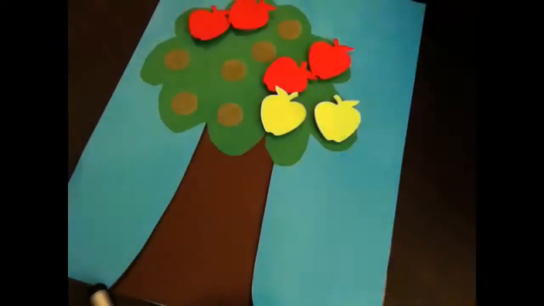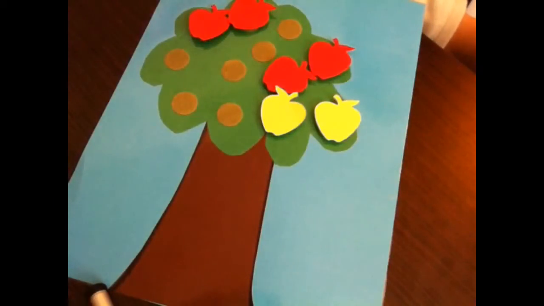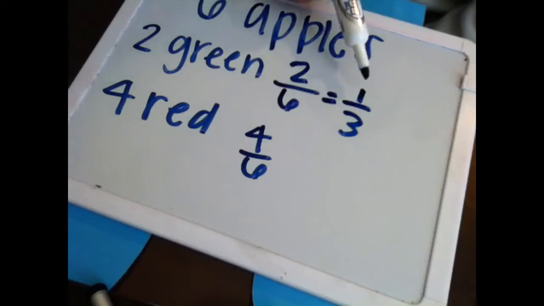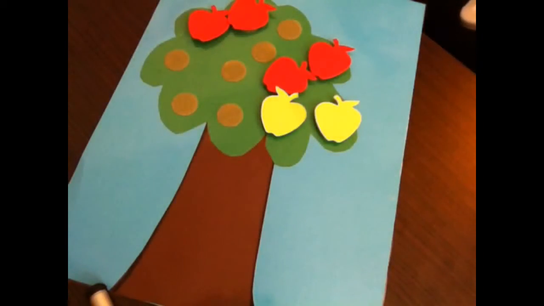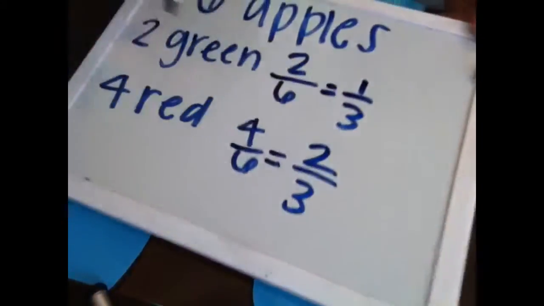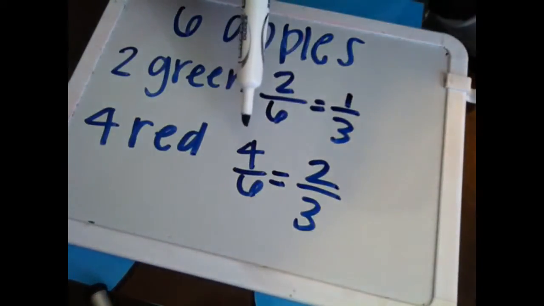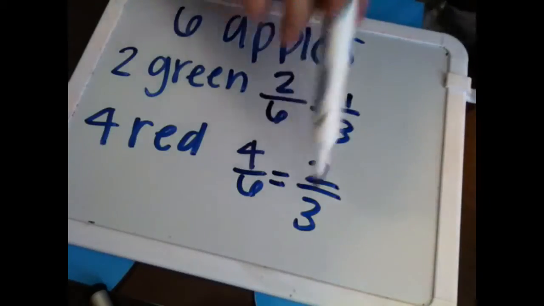2 over 6 can also be simplified to 1/3. Because if we divide these by 2, if we divide 2 by 2, we get 1. And if we divide 6 by 2, we get 3. 4 over 6 can also be simplified into 2/3. All I did was divide 4 by 2, and that's 2. And then 6 by 2 gives us 3.